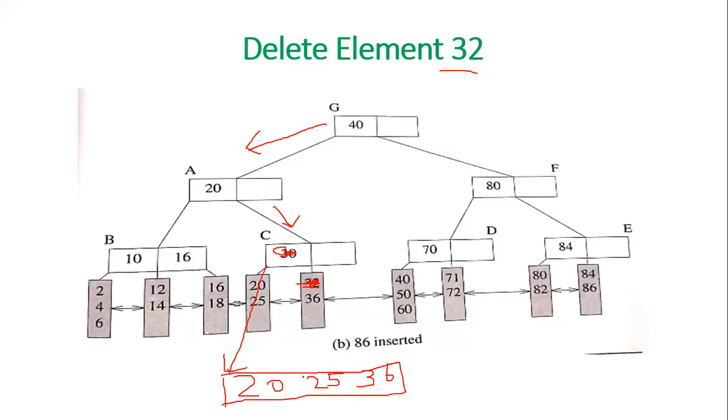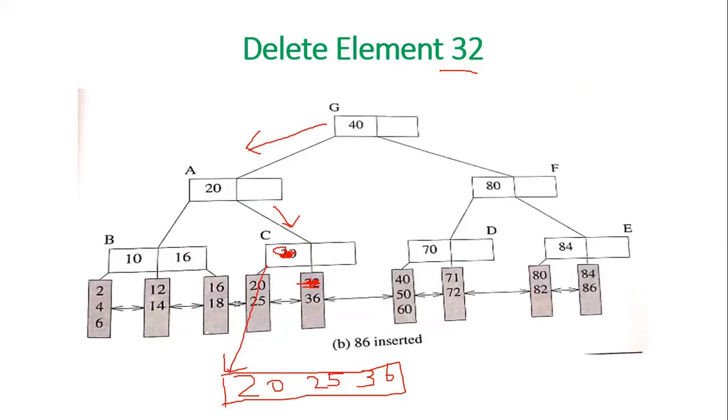And why are we not bringing 30 down? Because there is no data as 30. So there is no key here. If there is no key here, then that is a deficiency. This is an index node, so minimum it should have ceil of m by 2 minus 1 keys. It's a B tree of order 3, so minimum it should have one key, but it does not have.